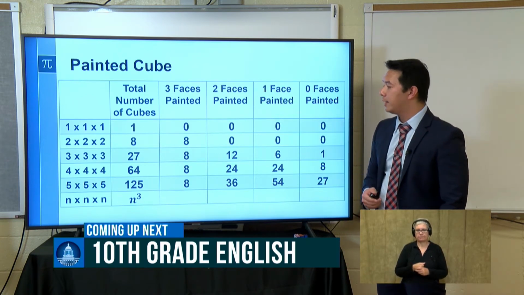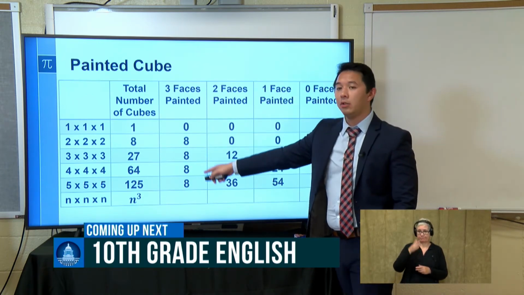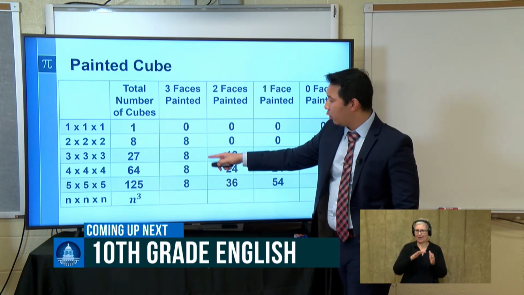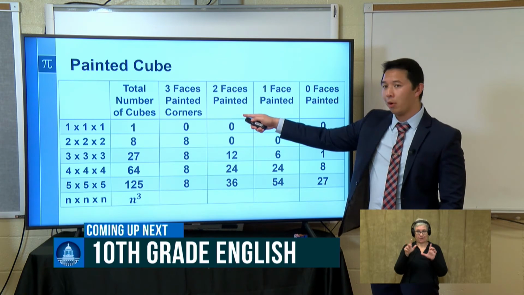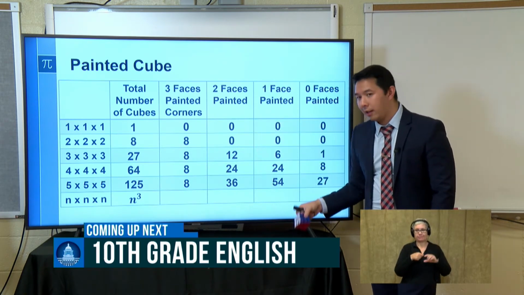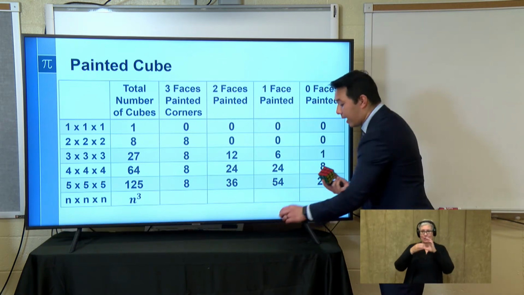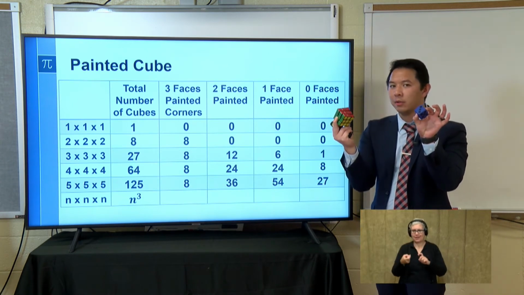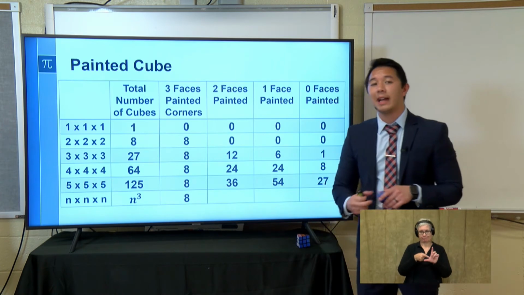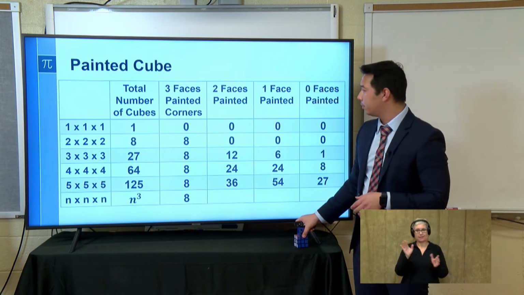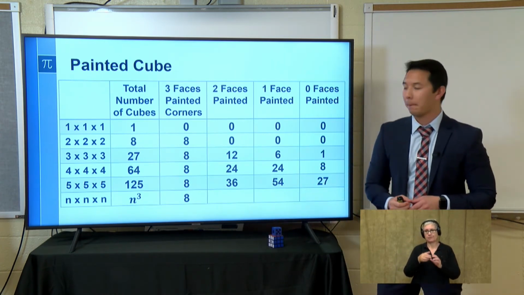If I'm looking at the three faces painted, think again about the location. When I'm looking at these cubes, all of these that have three faces painted are the corners. And the number of corners on a cube does not change regardless of size. We're always going to have 8 corners, 8 vertices, which means on any size cube, we're always going to have 8 smaller cubes with 3 faces painted on them.